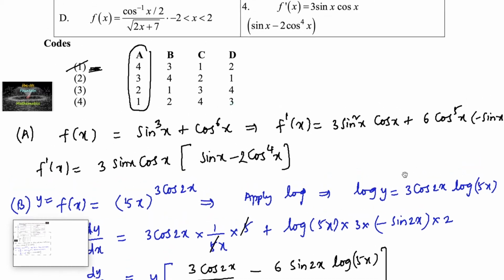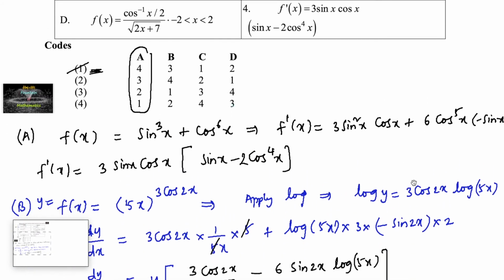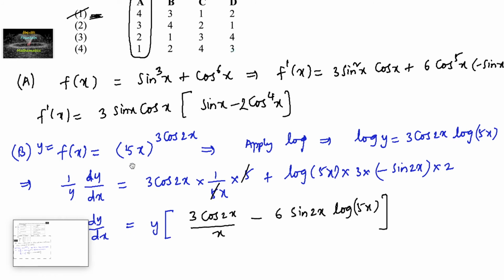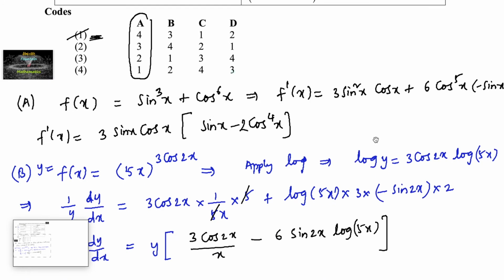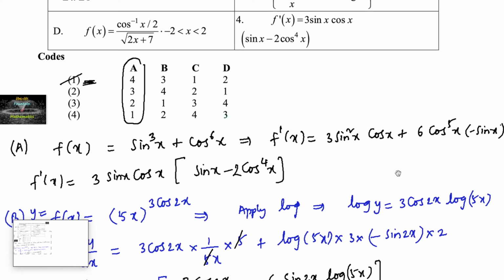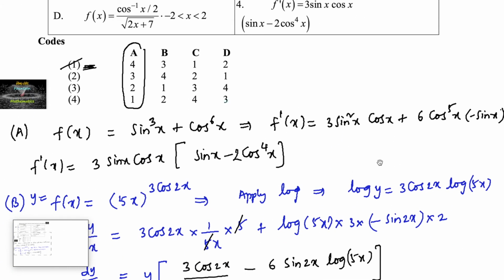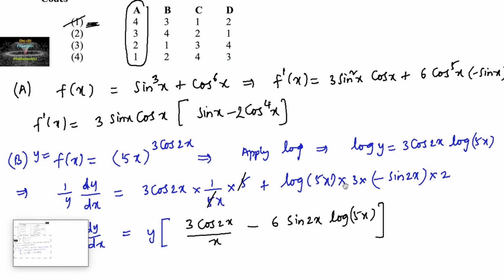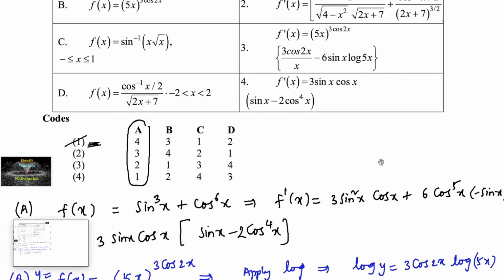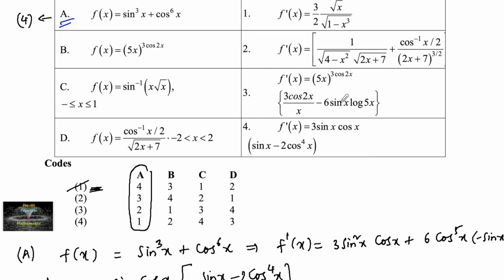So this we can check. 5x to the power of y is nothing but 5x to the power of 3 cos 2x into 3 cos 2x by x minus 6 sin 2x log of 5x. So here it is sin 2x. So we can go with the option that is 3, b1.